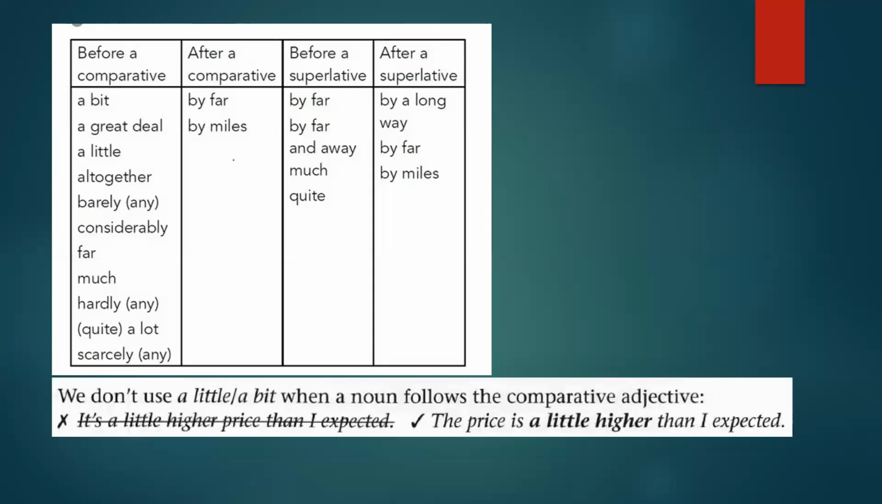The only moment to draw your attention is the last line. Look, we don't use a little and a bit when a noun follows the comparative adjective. For example, if we have the sentence, higher price, we can't say a little higher price. The price is a little higher is okay, but a little and a bit we cannot use before a noun with comparative form.